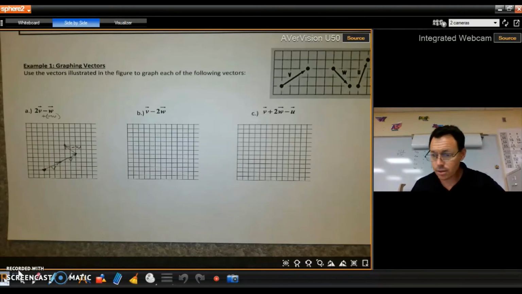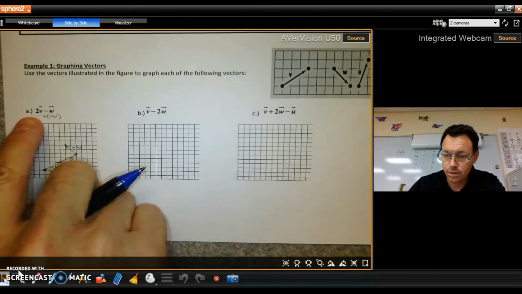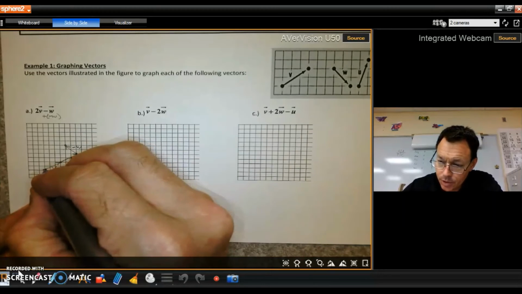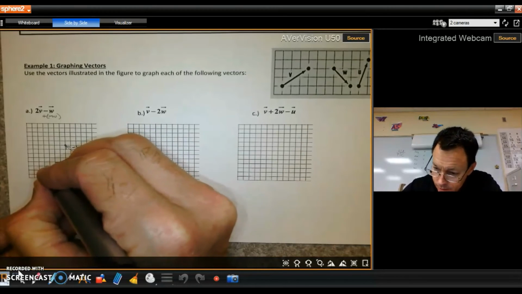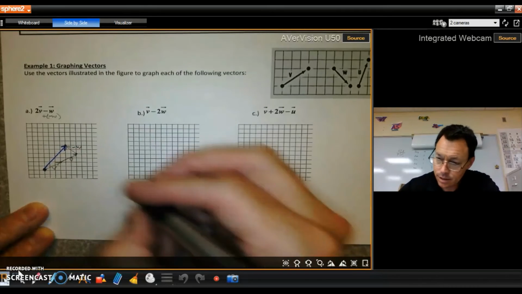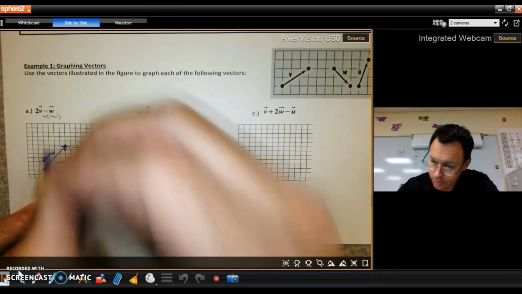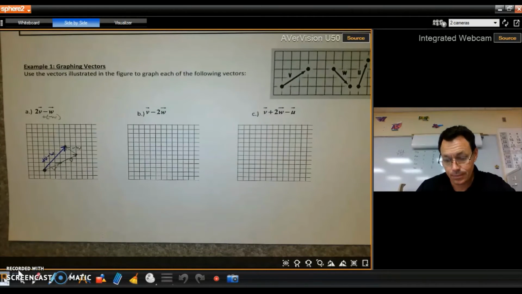My answer would be the one vector that's called 2v minus w, that would start here and end here. That is vector 2v minus w. That's it. That's what we're doing. Okay? Look at the next one.